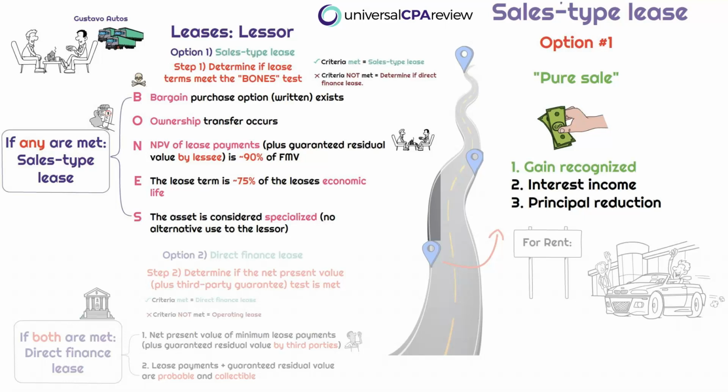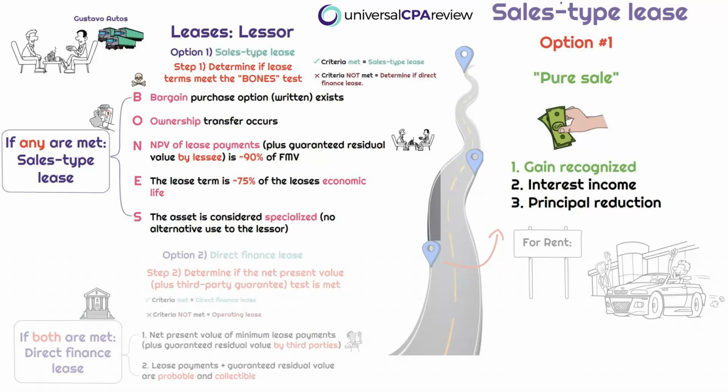All right, so we're on the Gustavo Autos side of the negotiating table. Option number 1 is that this is a sales type lease. Okay, so in order to do that, we just need to see if the lease meets one of the bones criteria. Right? Does it have a bargain purchase option? Does ownership transfer? Are the net present value of the minimum lease payments plus any guaranteed residual value by the lessee at least 90% of the fair market value? Is the lease term at least 75% of the lease's economic life? Or does the asset have a specialized use, AKA, is it considered specialized? If the answer is yes to any of these 5, then it would be considered a sales type lease.